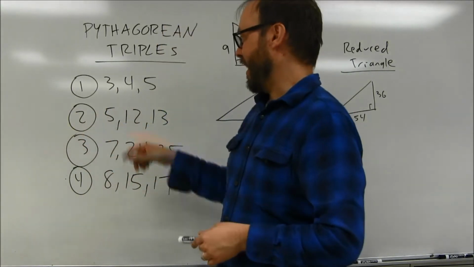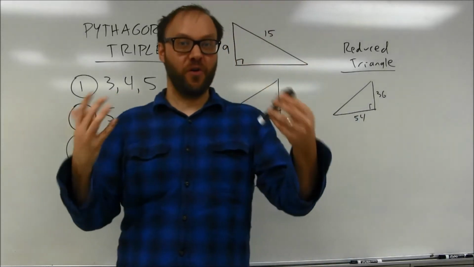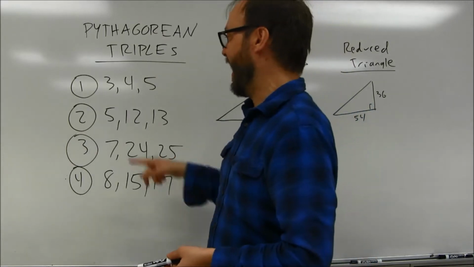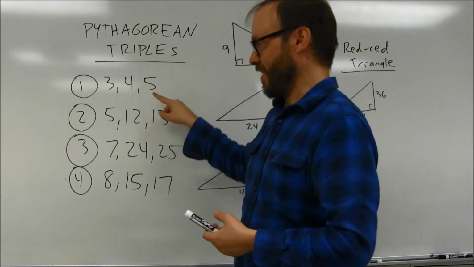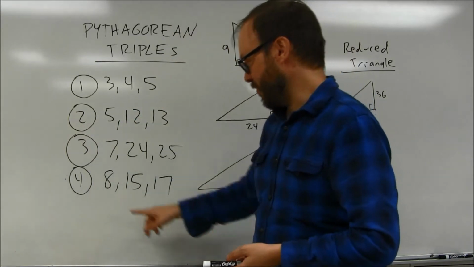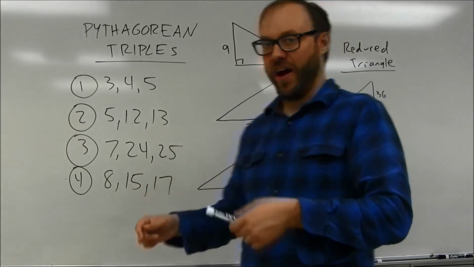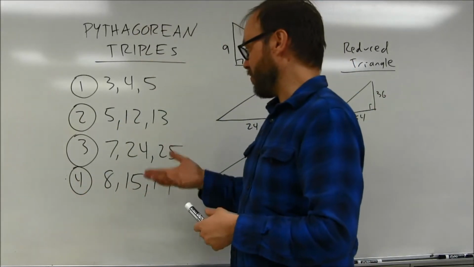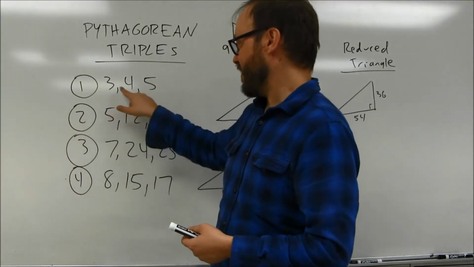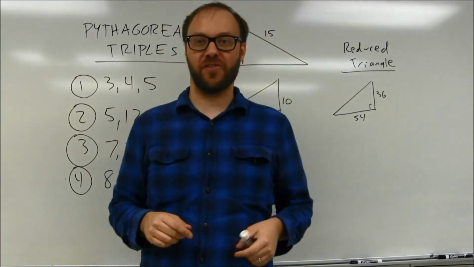So for example, if I double 3, 4, and 5, I get 6, 8, and 10. Those would be side lengths of a right triangle. If I multiply these by 5, I get 15, 20, 25. Those are sides of a right triangle. If I triple these side lengths here, I get 24, 45, 51. You can multiply them by any value. You can divide them by any value. I can do 3 halves, 4 divided by 2 is 2, and 5 halves. Shrink it down and get a smaller triangle.